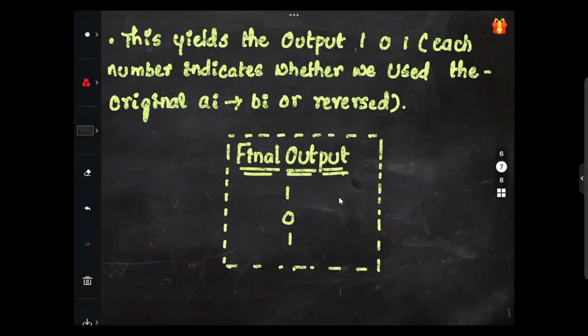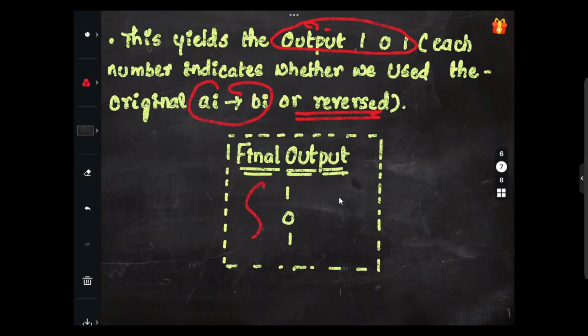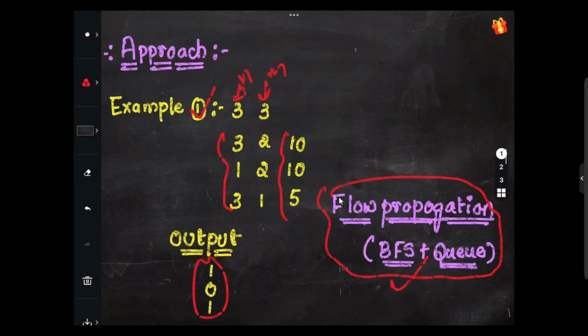Now this yields the output 101, right? This yields the output 101 because each number indicates whether we use the original a to b or reversed, right? Accordingly with the previous points that we have discussed. So the output that we got here is 101, which is equivalent to the output that they have mentioned for example 1 within the question. Now our approach works absolutely correct here.